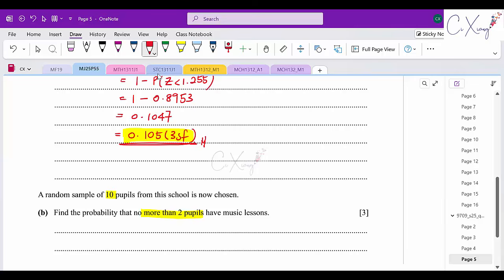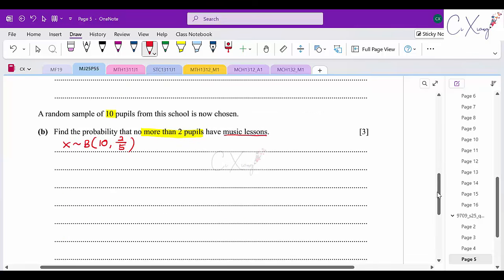Then more than 2 pupils, something happened to them, right? So this structure still belongs to binomial. So I'm having a binomial distribution. The number of pupils is 10, which is n equals 10. Then having the music lesson, the probability is still 2/5, the same.